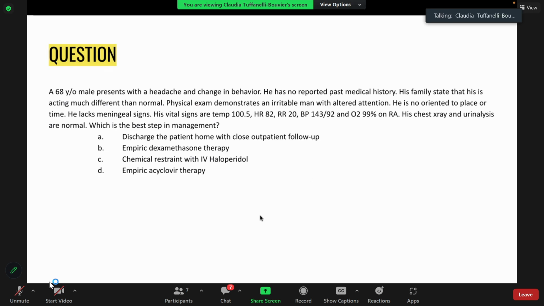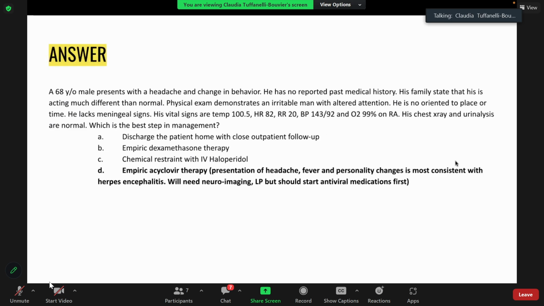So this one, yep, Shuni is right. It's going to be empiric acyclovir therapy. So this patient, we can look for some clues in there. He has no medical history that you know of, but he's acting funny. He's got this altered mental status.